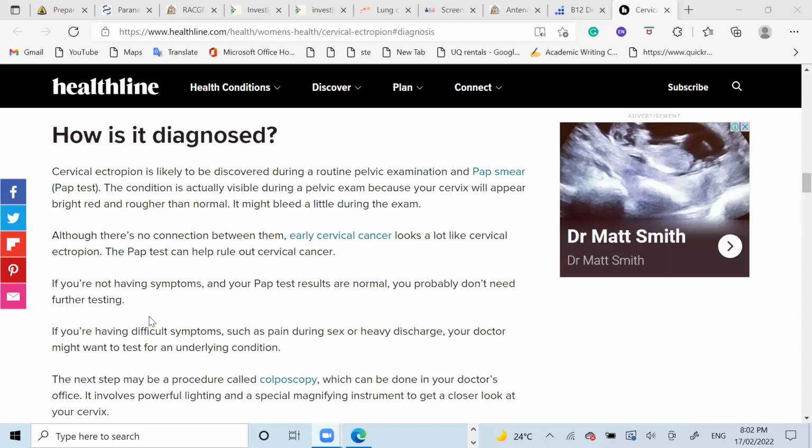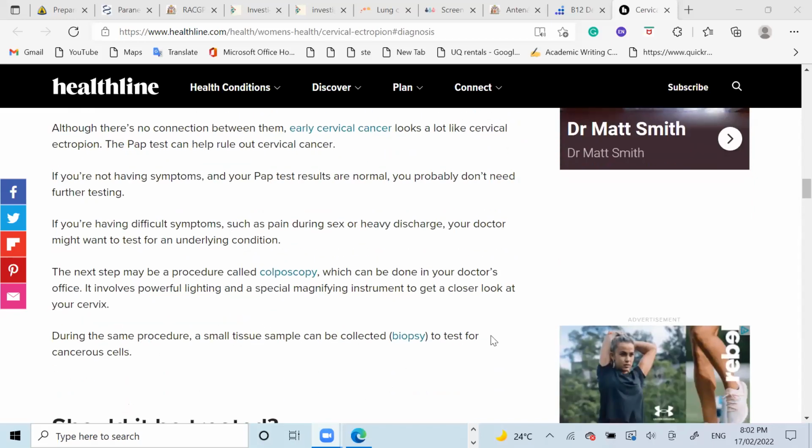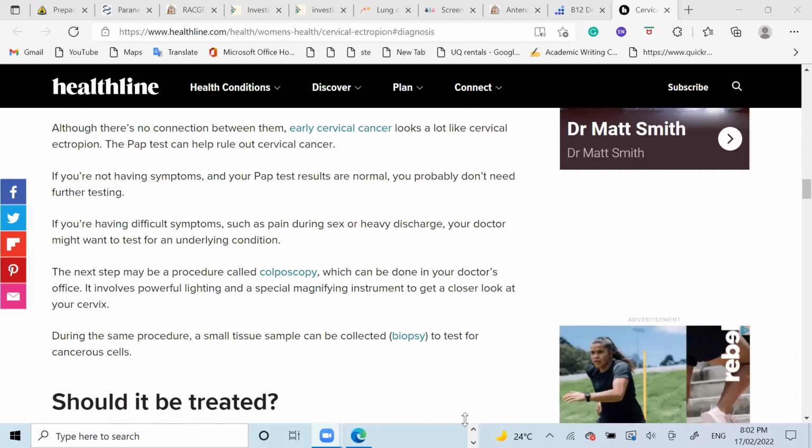If you're not having any symptoms and your pap tests are normal, you don't need further testing. If you're having any other symptoms and your pap test is abnormal, then the next step would be colposcopy, and after that, the biopsy. Is that clear now, guys?